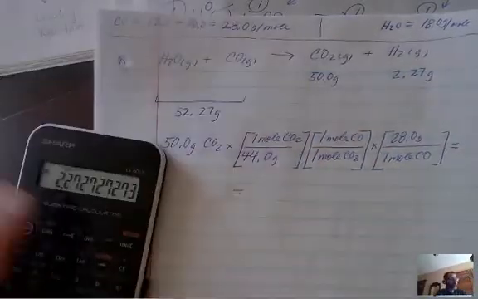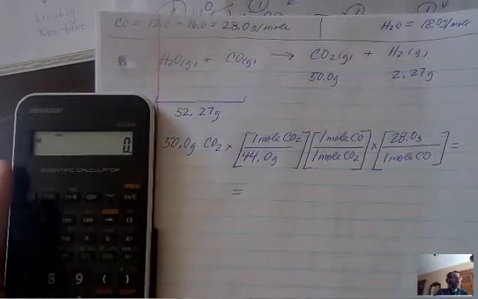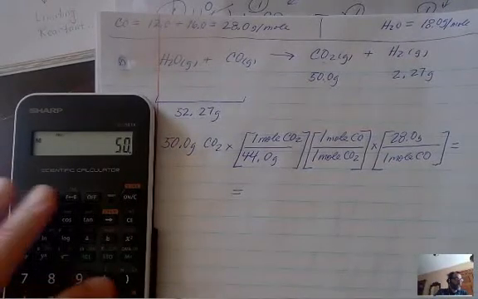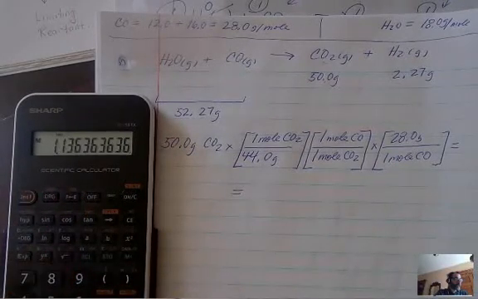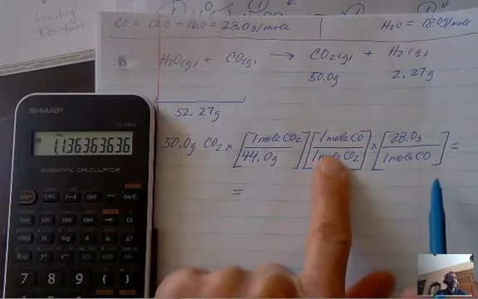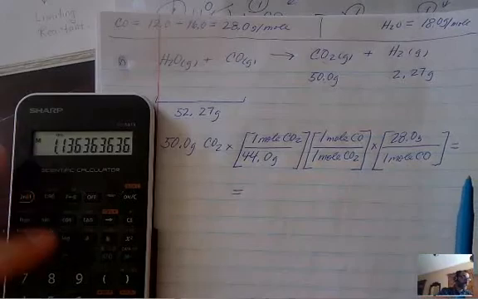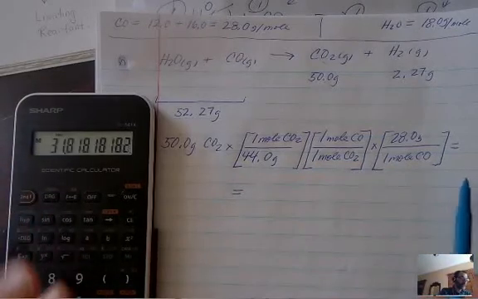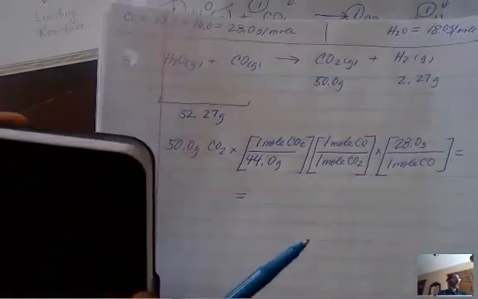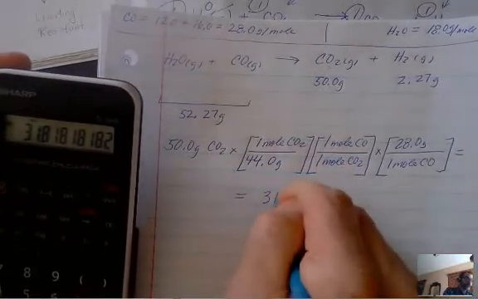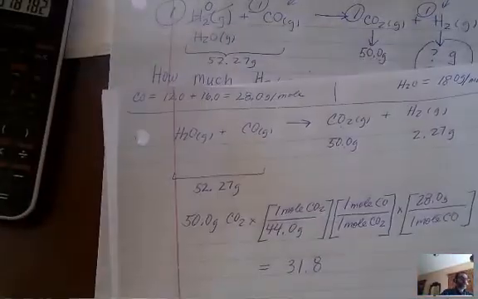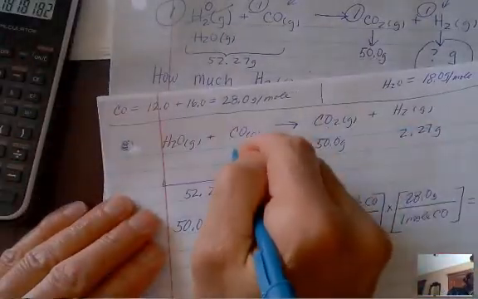Okay, so I'm going to go straight across. So straight across is 50 divided by 44, hit equals. That gets me to here. 1 over 1 doesn't change anything. I need to multiply by 28, that answer times 28. Okay, I get 31.8. So what's the 31.8? That's this number right here.